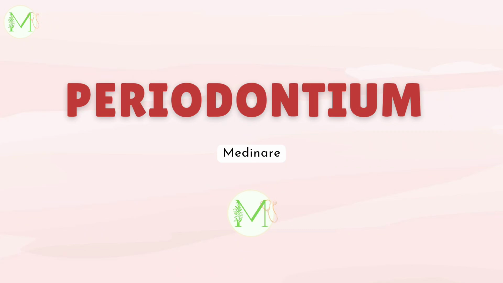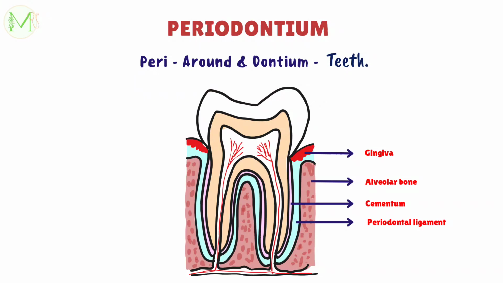This might seem to be very simple, but it is important when it comes to basic tissues of periodontology. So let's see what it is. Periodontium is divided into two words, which are peri and dontium. Peri means around and dontium means teeth. So periodontium is nothing but those tissues which surround the teeth.